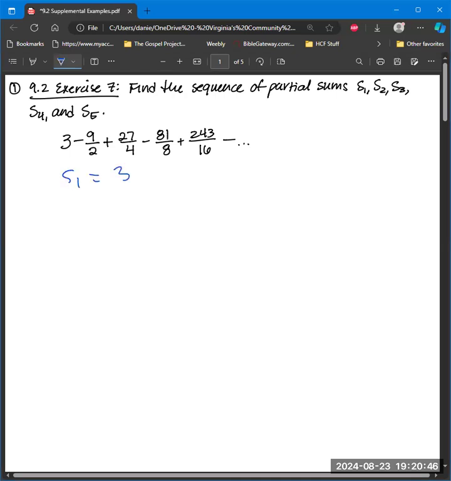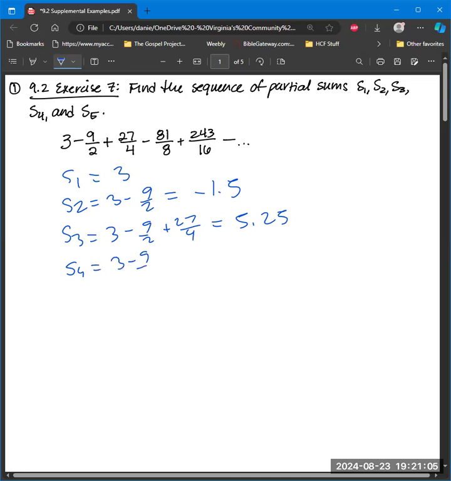S1 is going to be equal to 3. S2 is going to be 3 minus 9 halves. Go ahead and use your calculator. That's negative 1.5. S3 is 3 minus 9 halves plus 27 fourths. Again, use your calculator. That's 5.25.